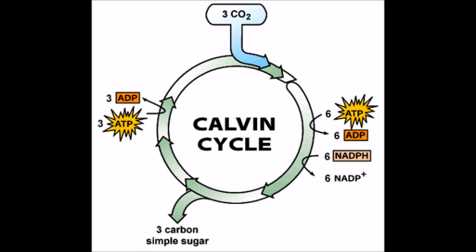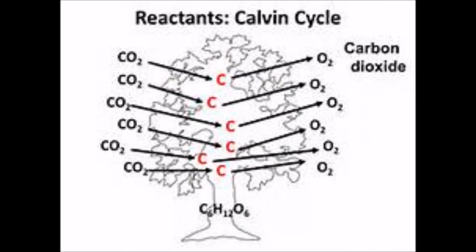Rubisco is surprisingly slow. Due to this fact, photosynthetic cells must make up for this by producing large amounts of this enzyme. Rubisco is the most abundant protein on Earth and constitutes as much as half of the total protein found in the leaf. For this energy increase to take place, the carbon compounds must be reduced. The second step is known as reduction.